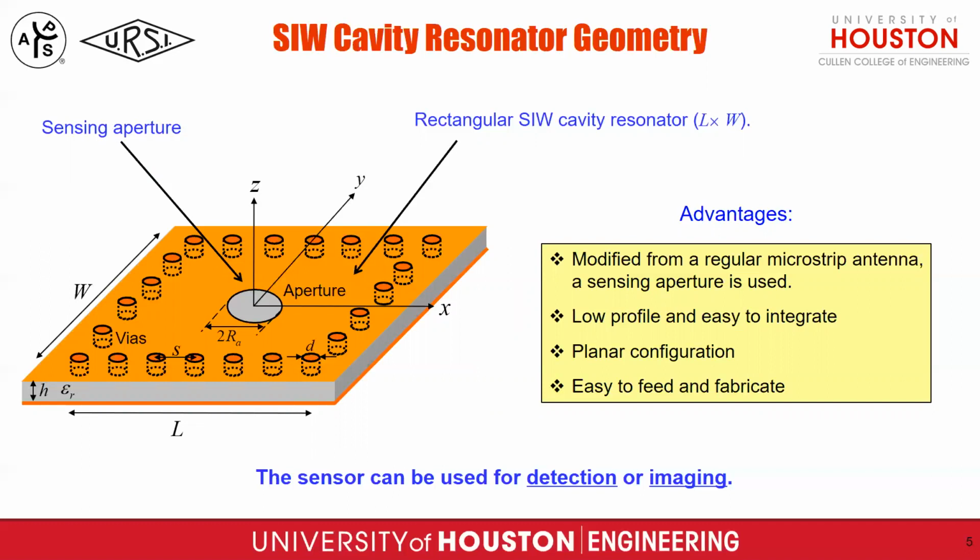This sensor is low profile, especially in high frequency, and it's planar, so it's very easy to integrate. And also, it's very easy to feed, either by the coax cable or microstrip line. And also, it's very easy to fabricate using the PCB technology. In this work, the sensor can be used for detection or imaging.